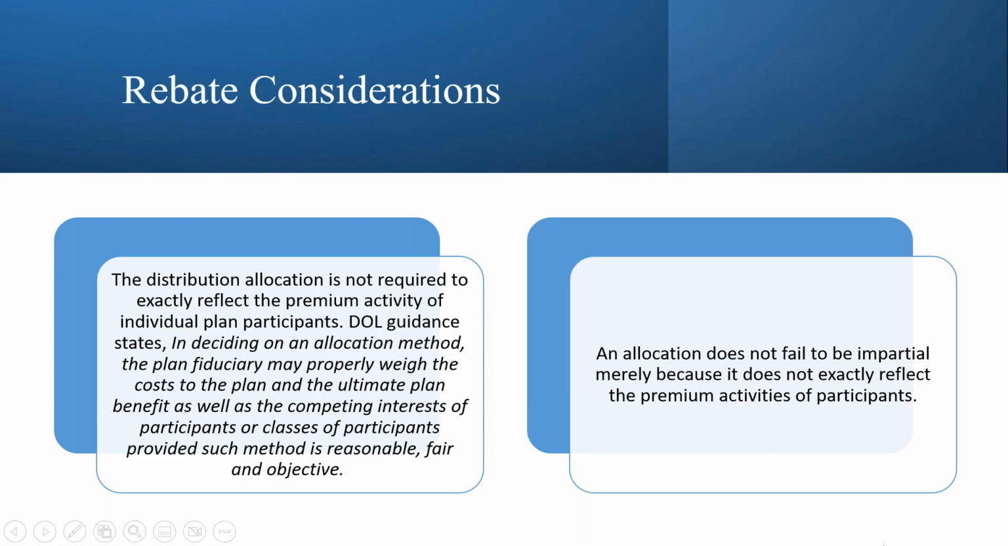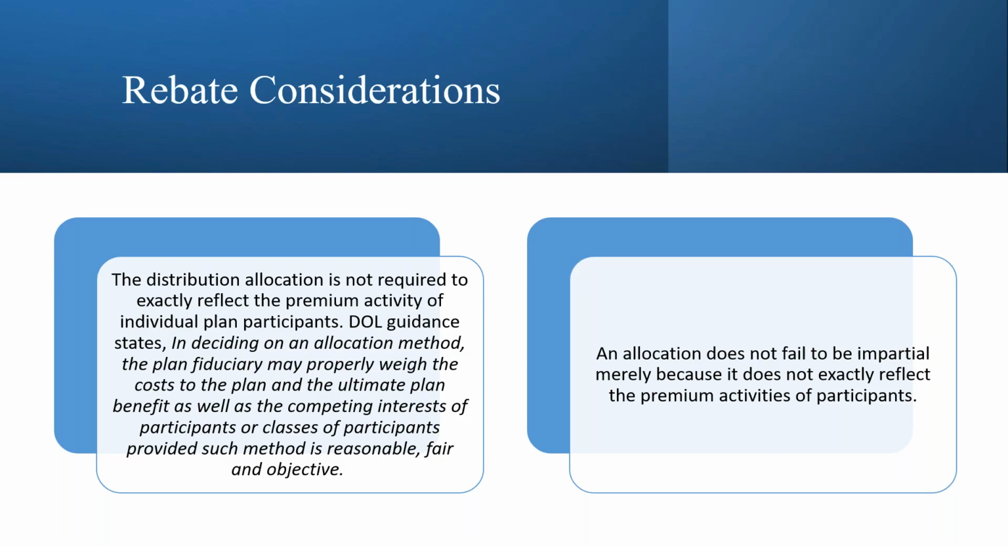So if you remember at the beginning, I said that the Department of Labor guidance is rather open-ended. And so you can see by this long winding sentence that in deciding on an allocation method, the plan fiduciary may properly weigh the cost to the plan and the ultimate plan benefit, as well as the competing interests of participants or classes of participants, provided such method is reasonable, fair, and objective. So that's a long way of saying that you have flexibility as long as you're fair about it.